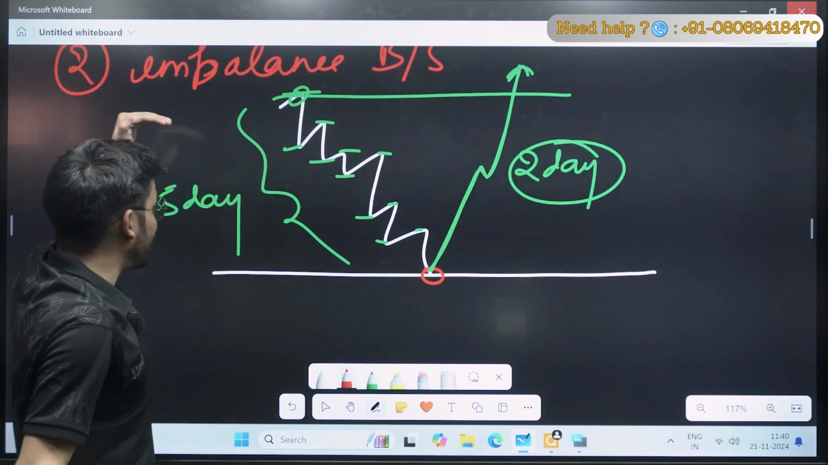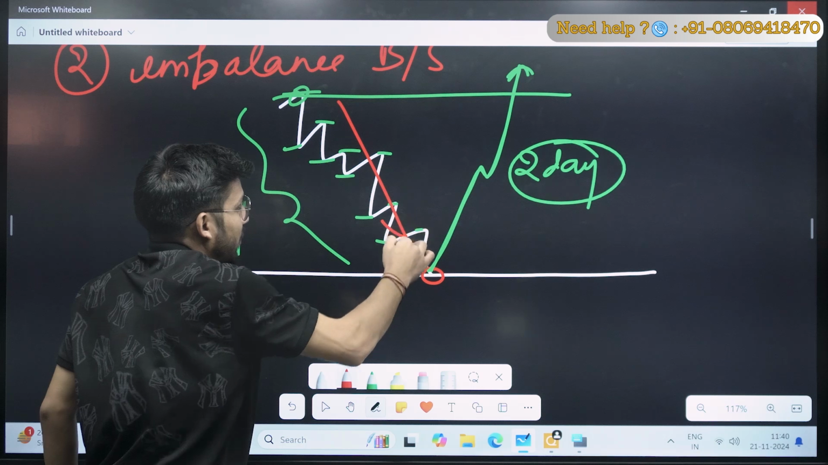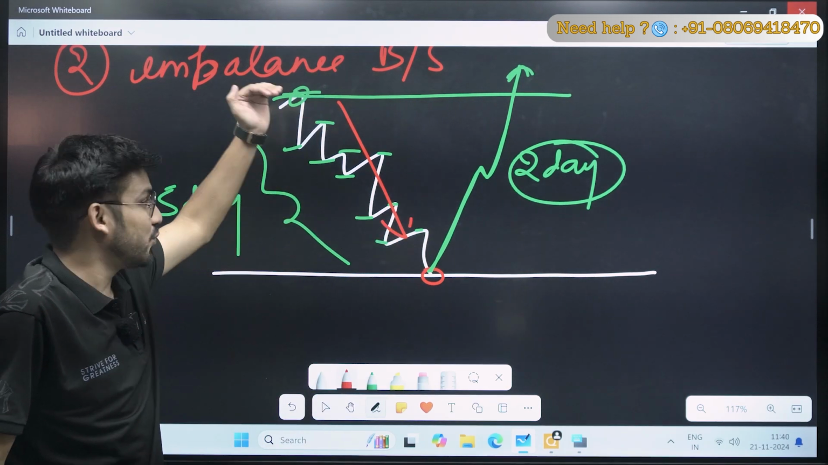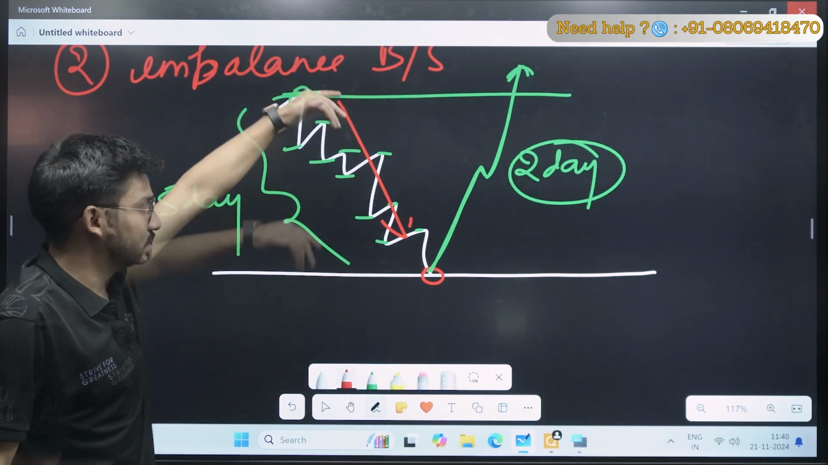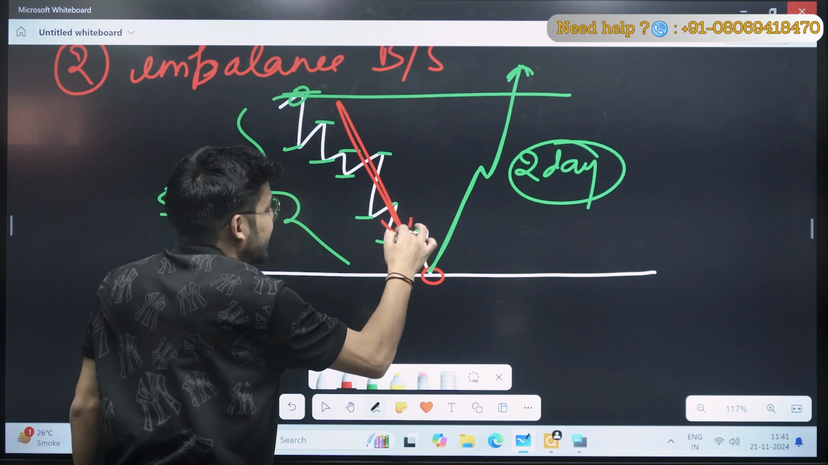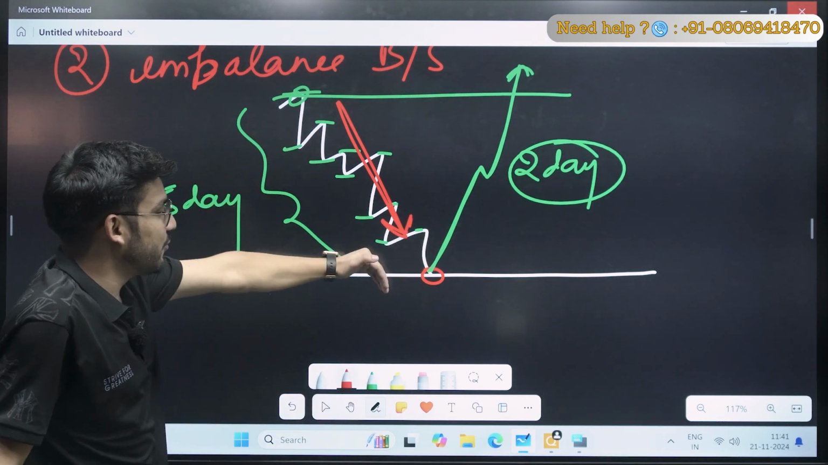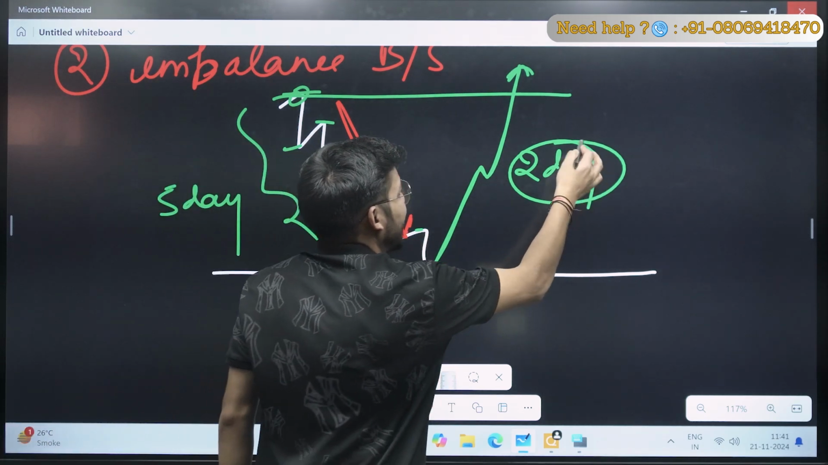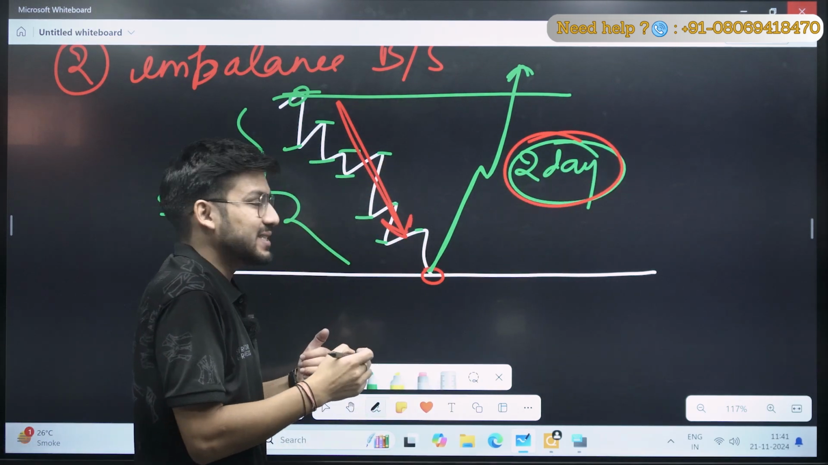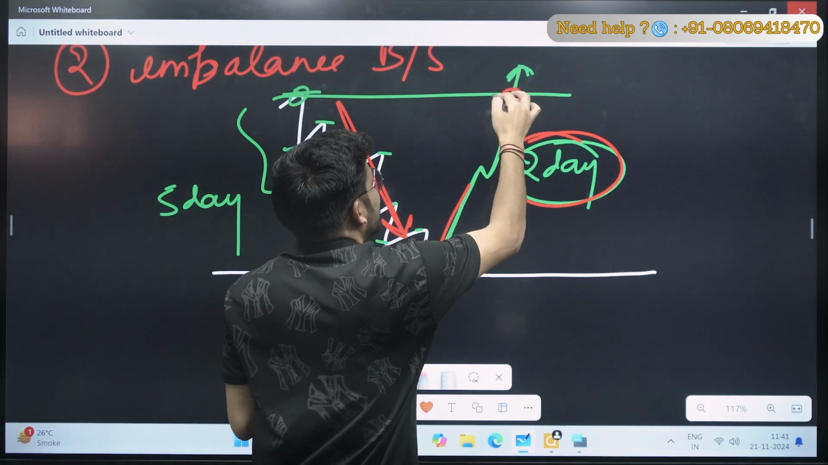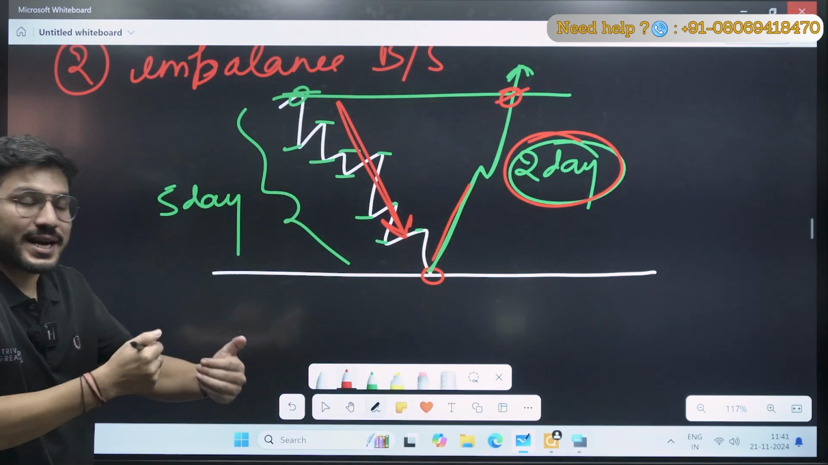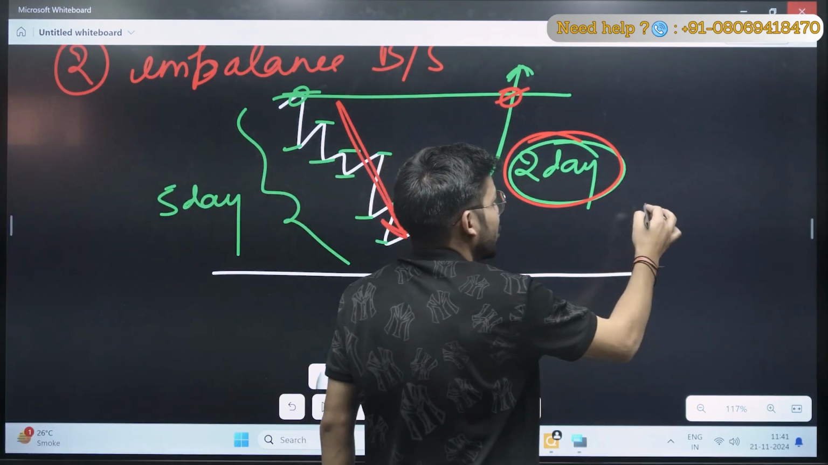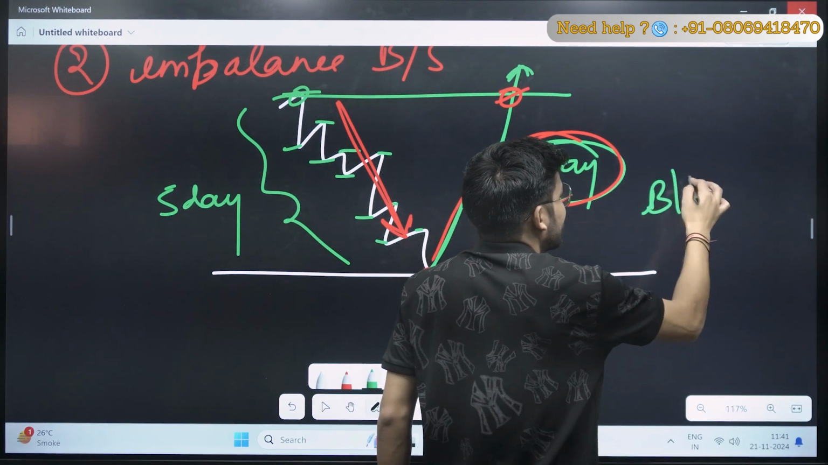The sellers took 5 days for the market to come down, and that is why the market fell here. But in just 2 days, the sellers were so aggressive that they took the market back to this level again. So it means there is an imbalance of buyers and sellers.